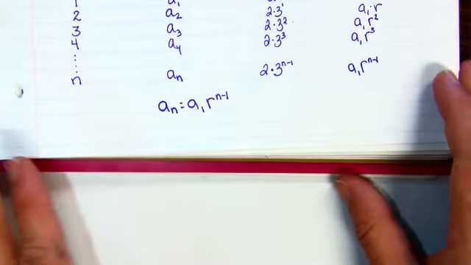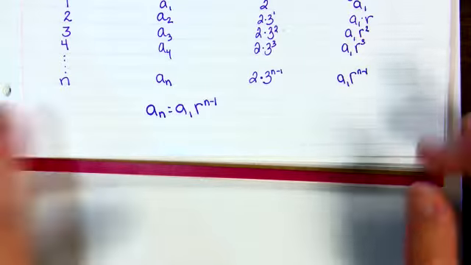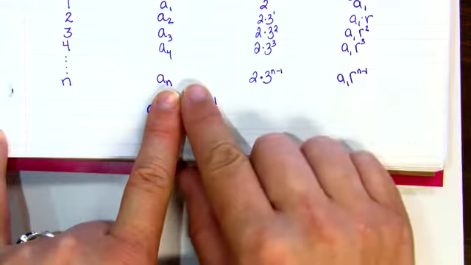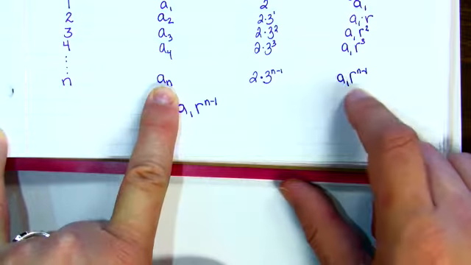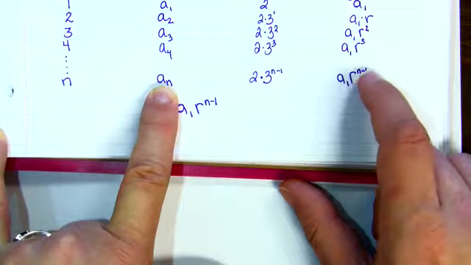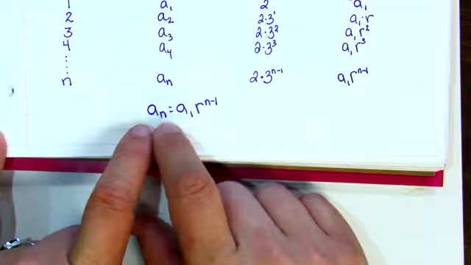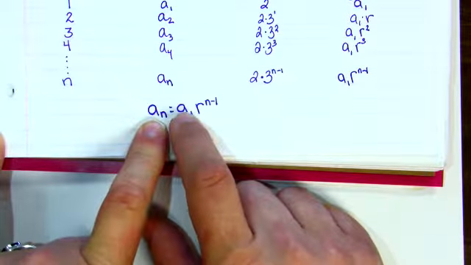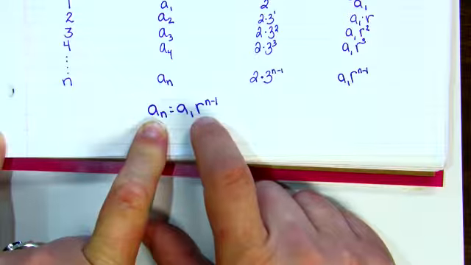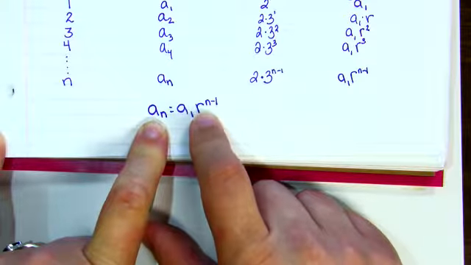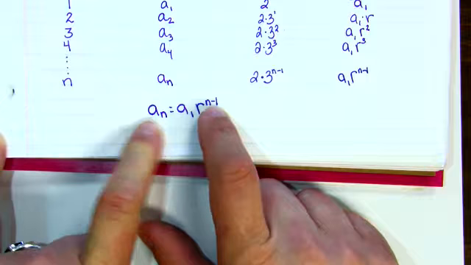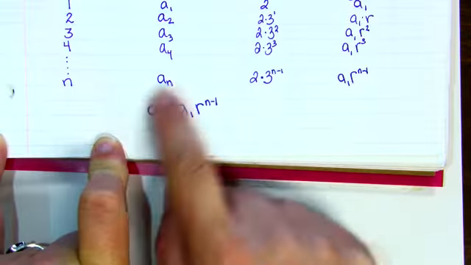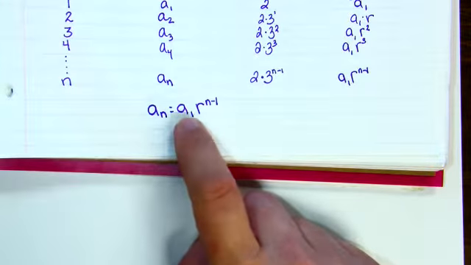Okay, the video cut out on me right when I was doing the most important part. So anyway, we were at this point where we have our a sub n, a sub 1 times r to the n minus 1 power. So our nth term is going to take our first term and multiply it by our common ratio to the n minus 1 power. So this is the super big important formula that we're going to want to use for this section.